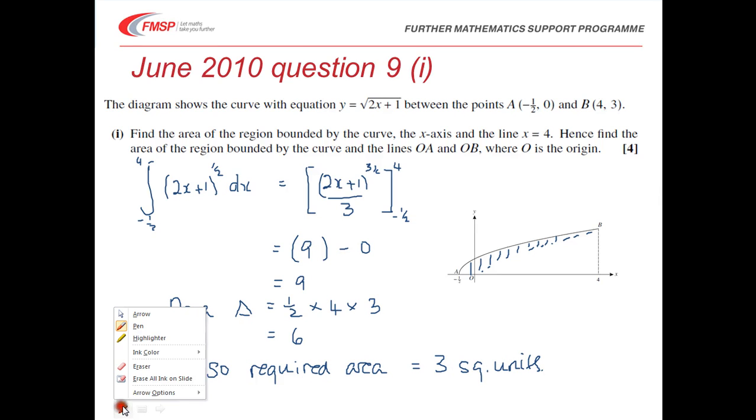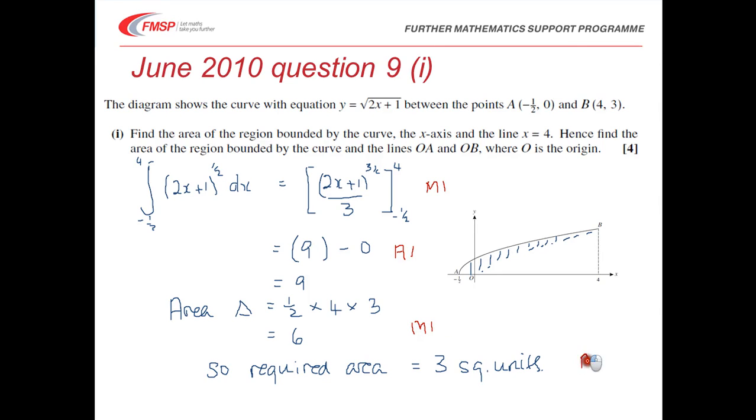So there were 4 marks for that question. If we just check on where we're getting those marks, we got a method mark for the integration and an accuracy mark for finding that the area under the curve was 9. We got a method mark for seeing that we needed to find the area of the triangle, and an accuracy mark for ending up with the correct answer.